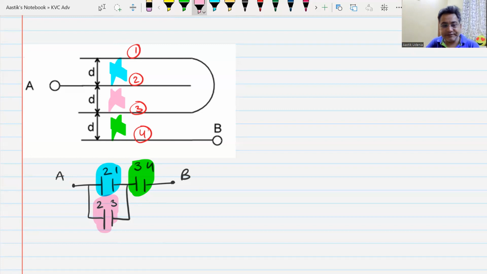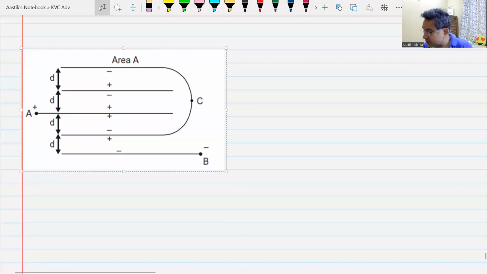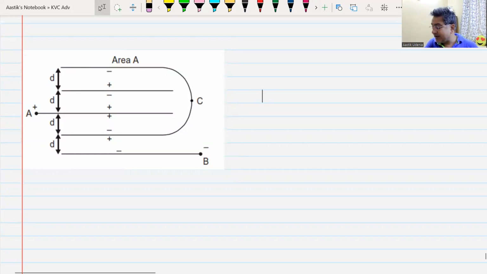This is the next one in this series. Now I have 5 plates, but that doesn't make any difference to the thing. You don't look at positive, negative. Between any two plates, you have capacitance C. You have to find the effective capacitance between points A and point B.